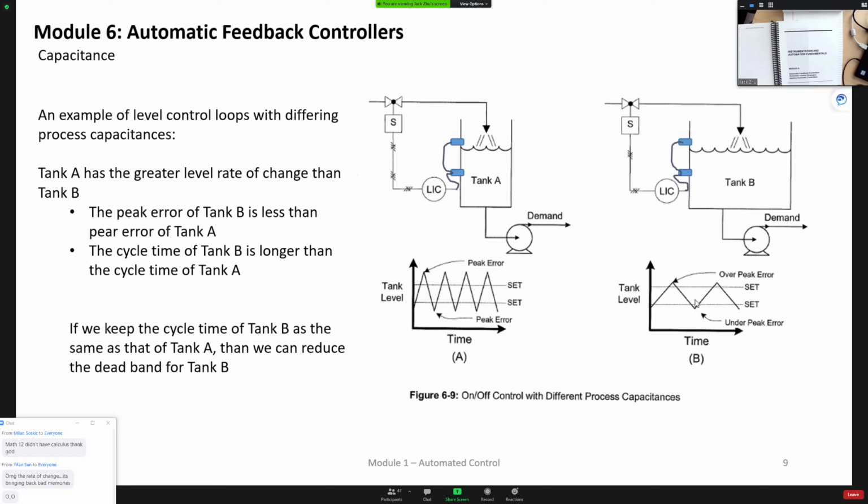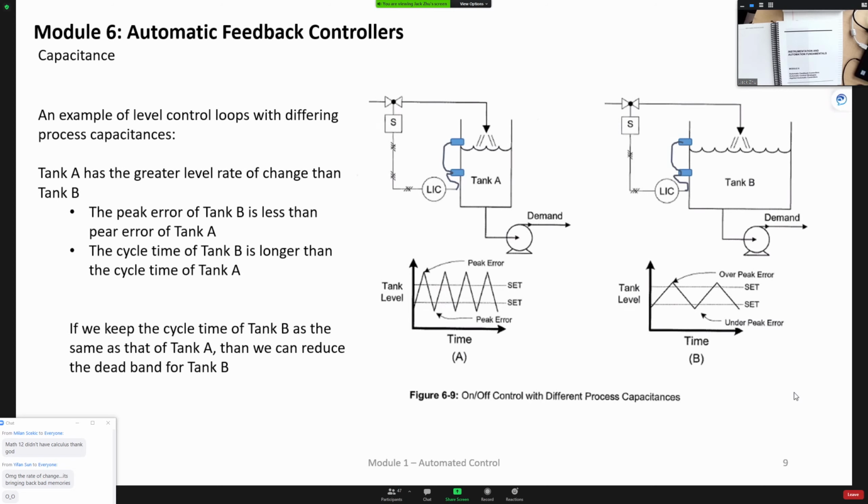Another one they talk about: if you have a smaller tank compared to a big tank. With the big tank, even when you're drawing from it, it takes a longer time for the liquid level to go lower, and also it takes a longer time to fill it up. So it's not being turned on as frequently as a smaller tank.